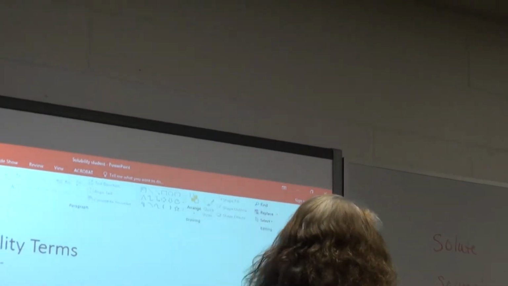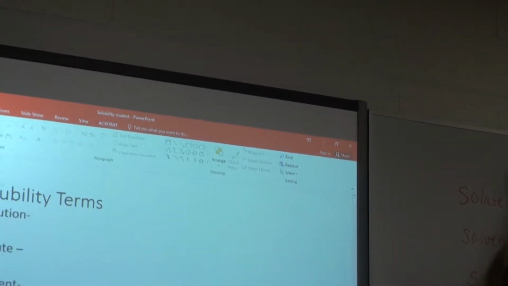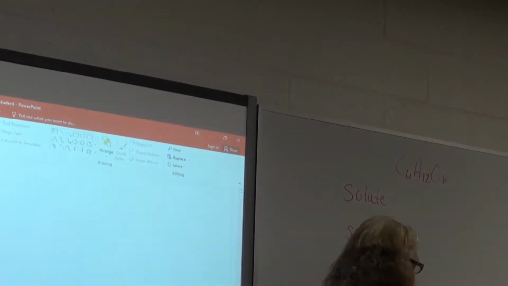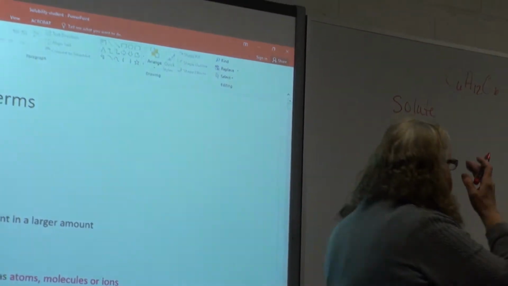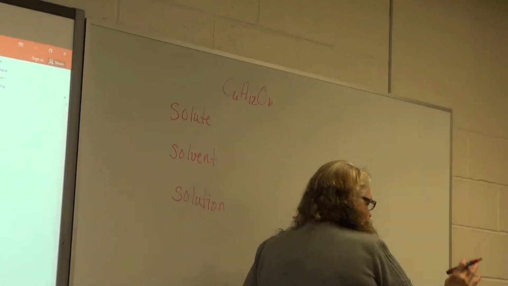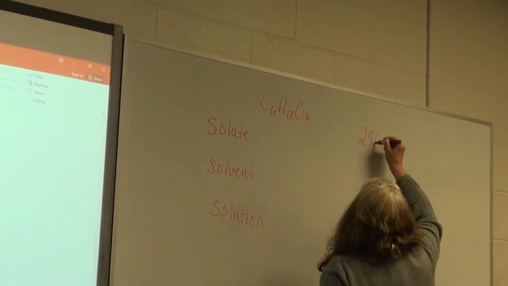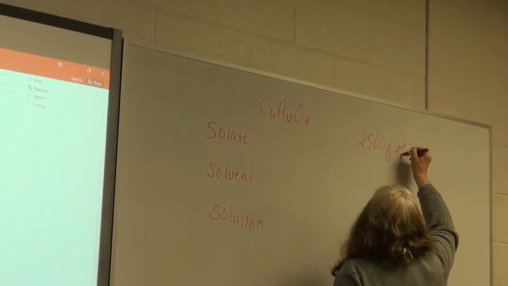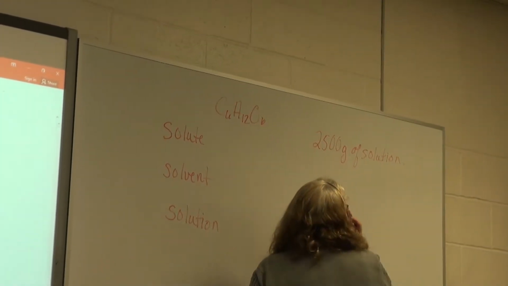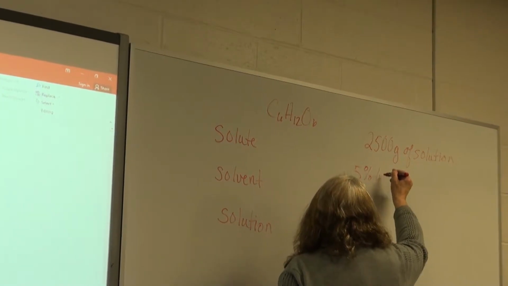All right, so it says how many grams of glucose, and they give you the formula for glucose, C6H12O6. We want to know how many grams of glucose we need to make 2,500 grams of a 5% by mass solution. So I want to make 2,500 grams of the solution. That's what I'm trying to make, and what I know about it is that it's 5% mass.